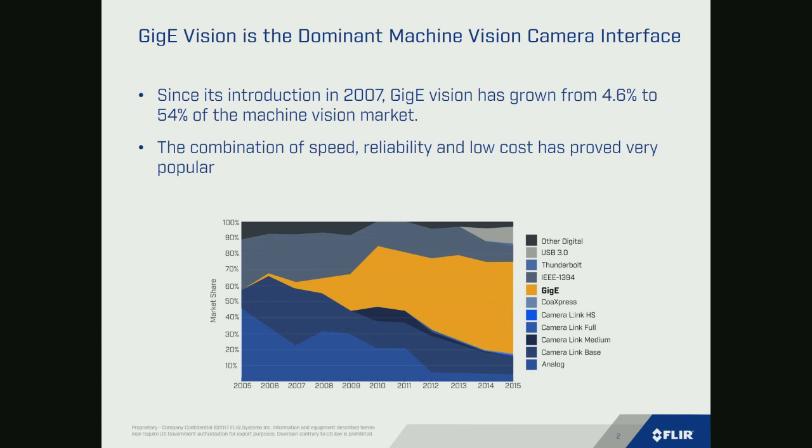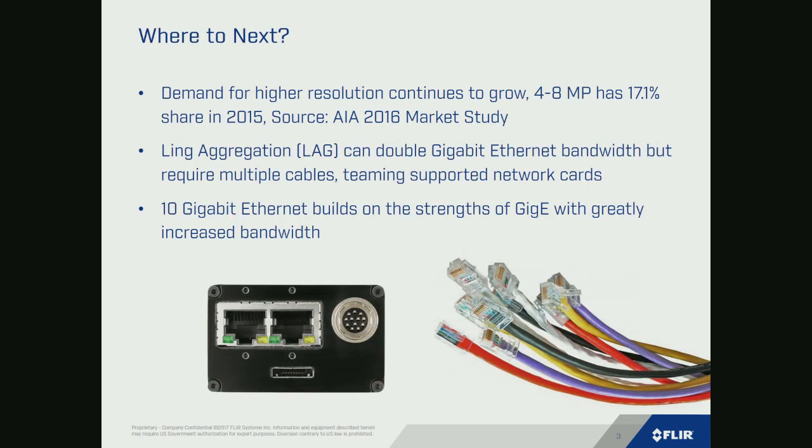So the GigE Vision interface is really the dominant machine vision camera interface in the market right now. Since the arrival of this interface, its combination of cable length, speed, reliability, and low total system cost have proven very popular, and it's really taken over the lion's share of the machine vision market. But more demanding applications requiring higher frame rates, higher resolutions, higher bit depths, and some combination thereof are really pushing forward the need for a higher bandwidth interface.